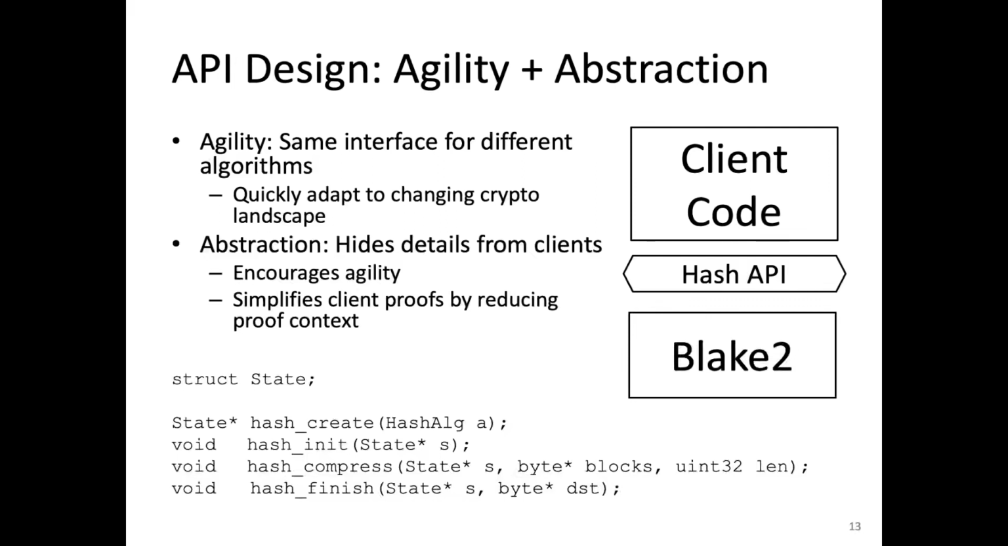Concretely, our generated C API for hashing looks something like this. The client sees an abstract state type, but not its internal representation. The client can choose which algorithm to use when creating the state, but from then on, the exact same API to initialize the state, to compress additional data into the state, and to finalize the hash into an output buffer is used regardless of the algorithmic choice. As a result, migrating to a new hash algorithm only requires a one-line change in the call to hash create.